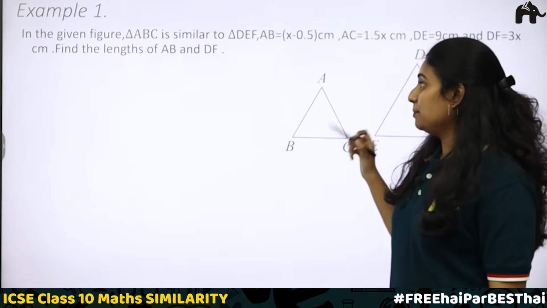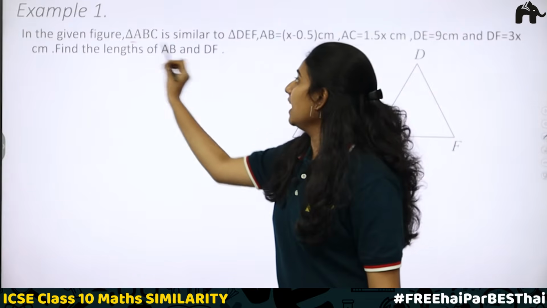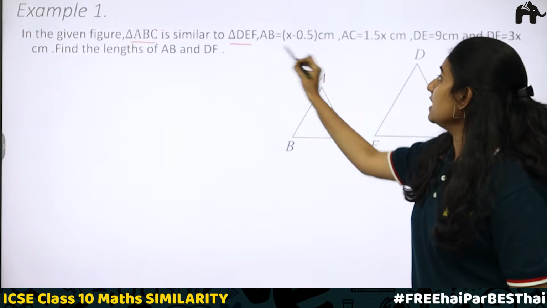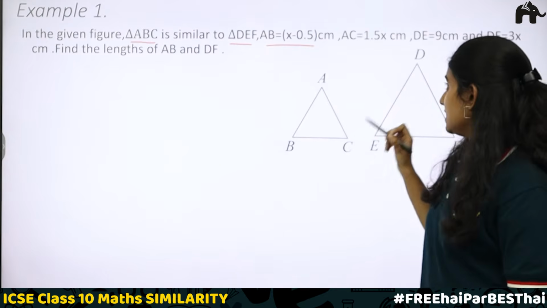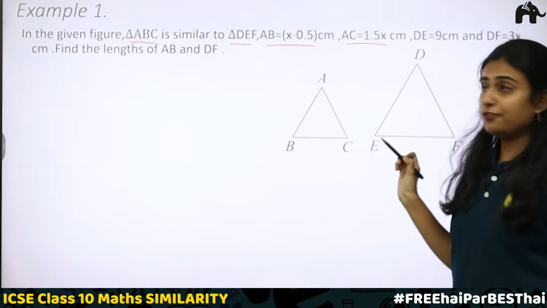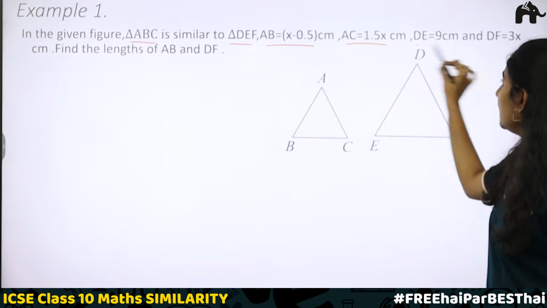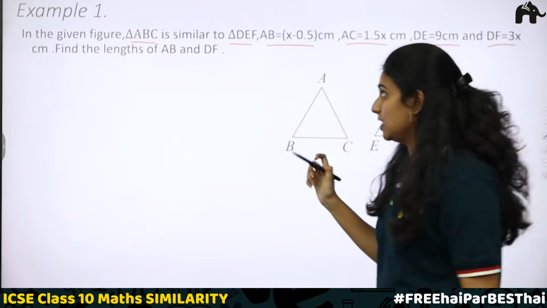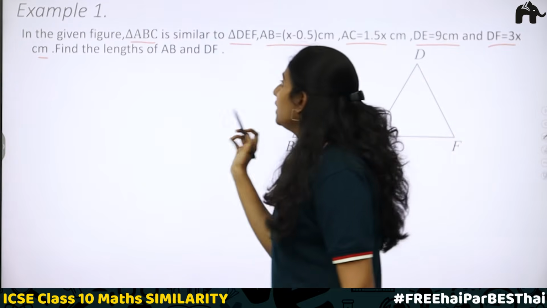Let us take an example. In the given figure, triangle ABC is similar to triangle DEF. AB is equal to x minus 0.5 cm, AC is equal to 1.5x cm, DE is equal to 9 cm and DF is equal to 3x cm. Find the length of AB and DF.